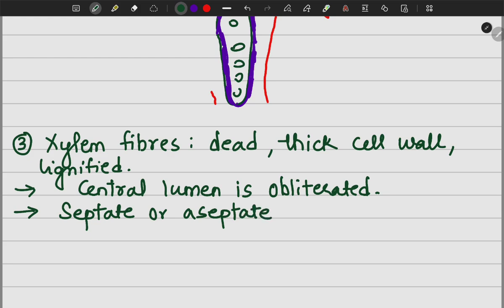That means a septa may be present or a septa might be absent, which basically means there might be a separation inside the xylem fiber, or cavities, or we can say a kind of separation only. So if this is a xylem fiber, then the walls are so thick that there is no place for the central lumen. Lumen is absent or highly obliterated.